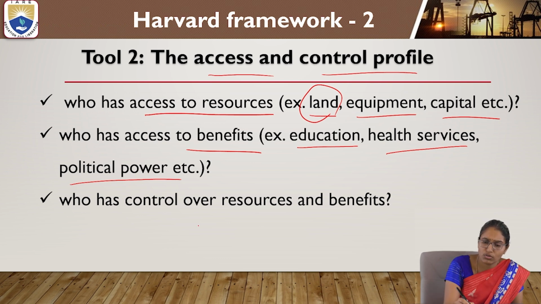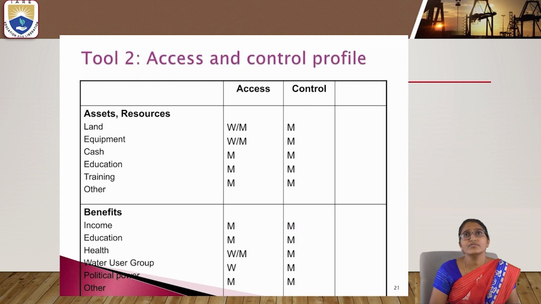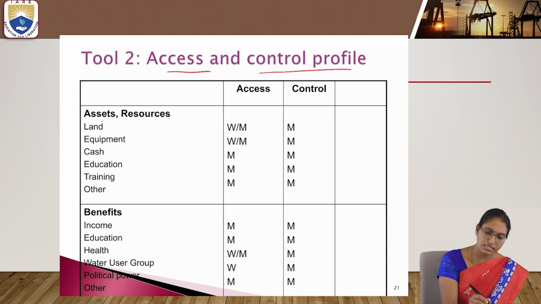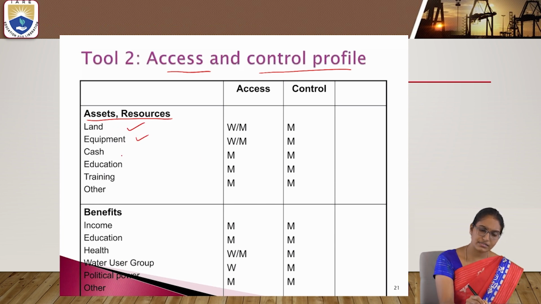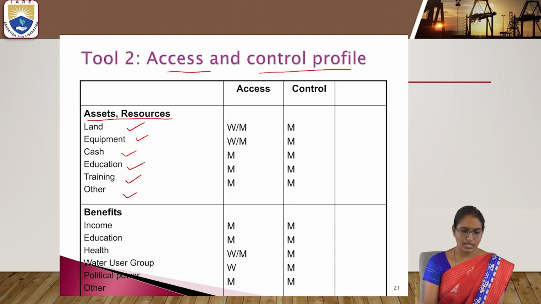And who has control over resources and benefits? Who is controlling those resources and who is having the benefits? All these are covered in tool 2, that is the access and control profile. If you can see the analysis matrix, based on tool 2, the access and control profile, the assets and resources can be anything like land, equipment, cash, education, training, or any other type of assets or resources.